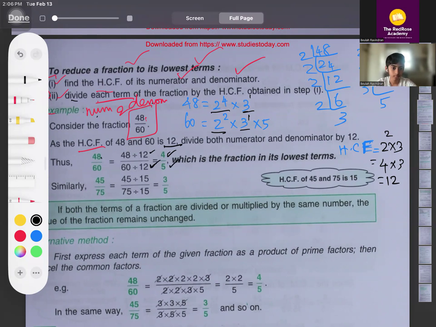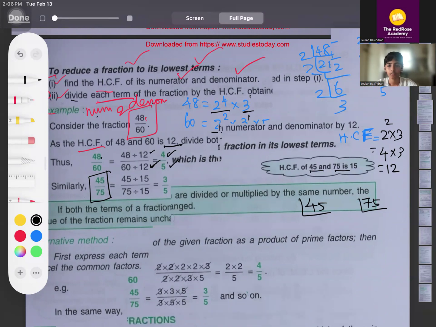Then find the HCF of 45 and 75. That is the second sum. How can you find it? You have to divide like this. Take it as homework. Keep in your mind, this is very, very important. There are alternate methods also.